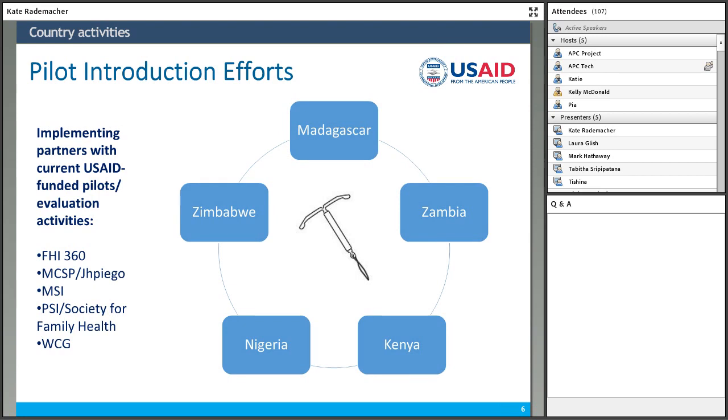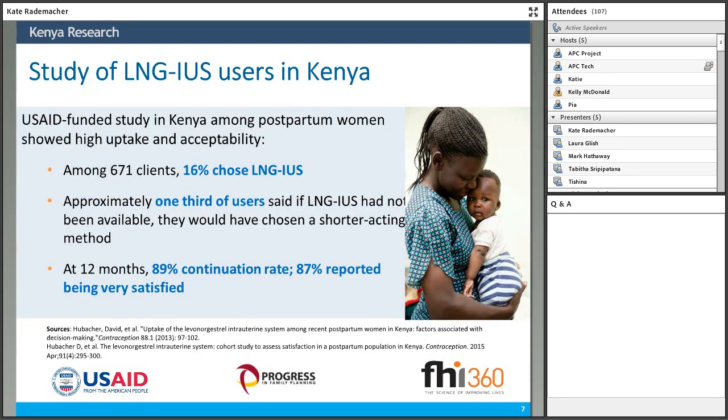There are several pilot introduction efforts that are underway with funding from USAID, including in the countries listed on this slide. And the partners who are involved are currently evaluating those introduction efforts and are sharing those findings with the global community. So now I'm going to just briefly go over some of the recent research and assessments that have been underway focused on the LNG-IUS to build the evidence base about the potential impact of this method.